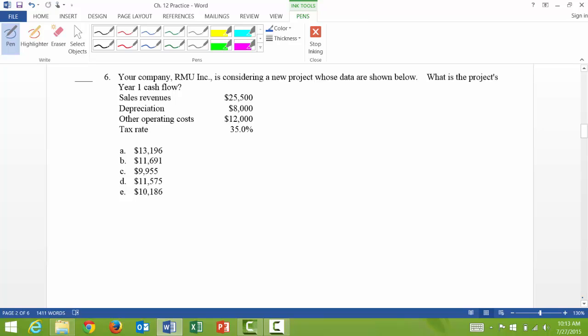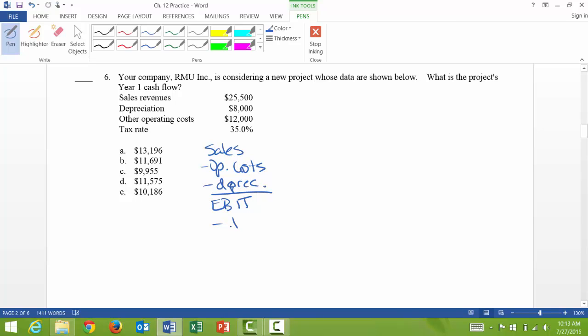So here I have to write down my standard stuff. I need earnings before interest and taxes, take out taxes, and add back depreciation to get cash flow 1. So I have sales minus operating costs minus depreciation, because we have to use that to get our earnings before interest and taxes.